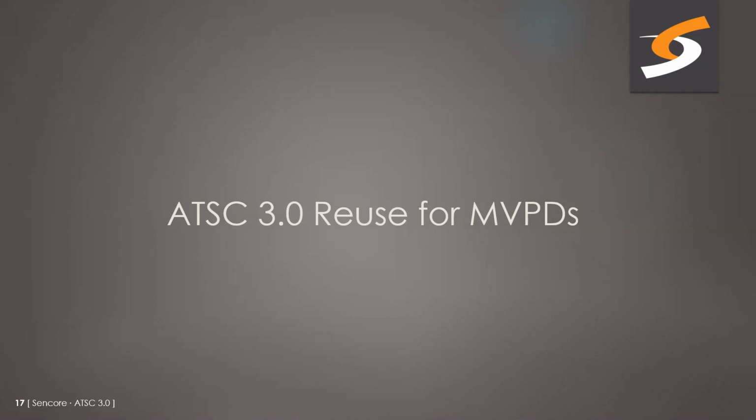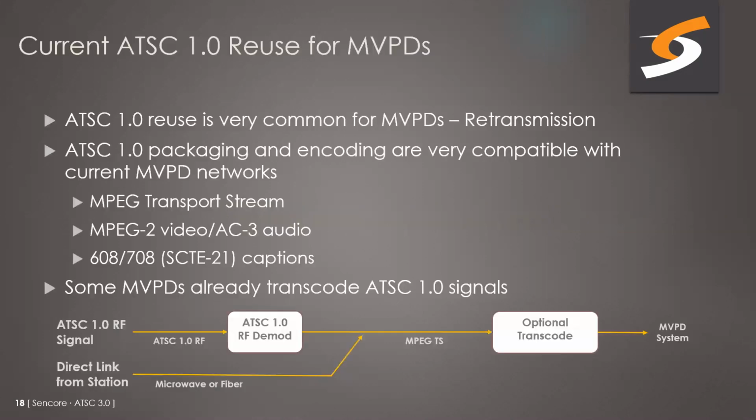ATSC 1.0 has been in this retransmission, reuse with MVPDs for many years. Sencore has been very heavily involved in this process, using our equipment to receive, turn around, and decode the ATSC 1.0 signals for reuse in an MVPD system.